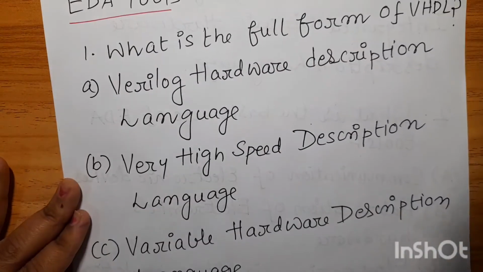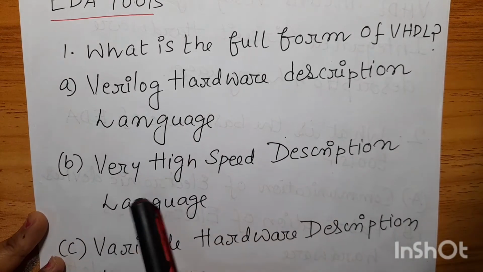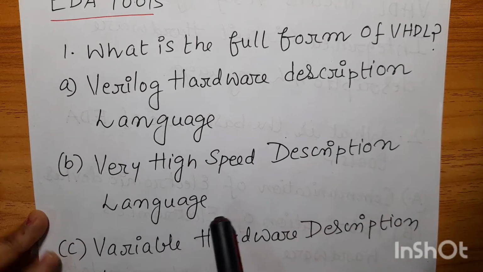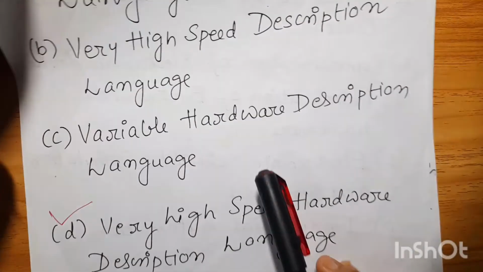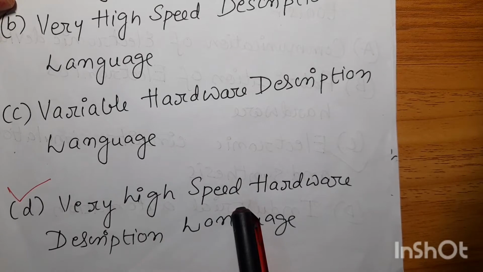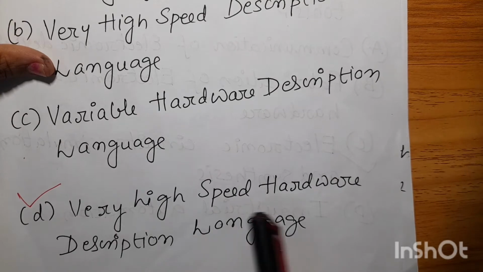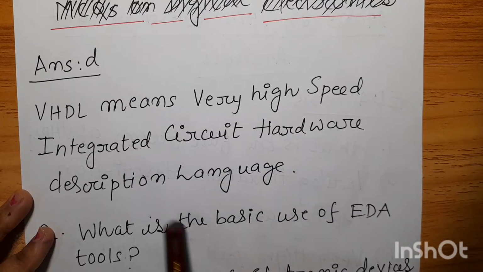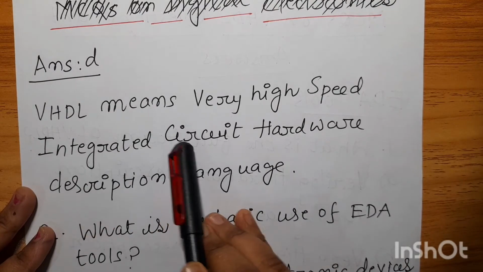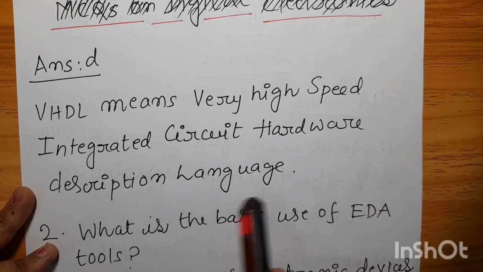Options are A. Verilog hardware description language. B. Very high speed description language. C. Variable hardware description language. Or D. Very high speed hardware description language. So the answer for VHDL is very high speed hardware description language. If I elaborate the answer, VHDL means very high speed integrated circuit hardware description language.